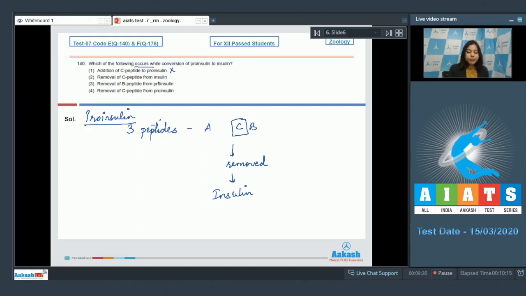Number 2, removal of C peptide from insulin. This is also incorrect. Removal of B peptide from proinsulin, also incorrect. Removal of C peptide from proinsulin is the correct option, as when removal of C peptide from proinsulin occurs, it gets converted into insulin. So the correct answer is option number 4. Proceeding to the next question.